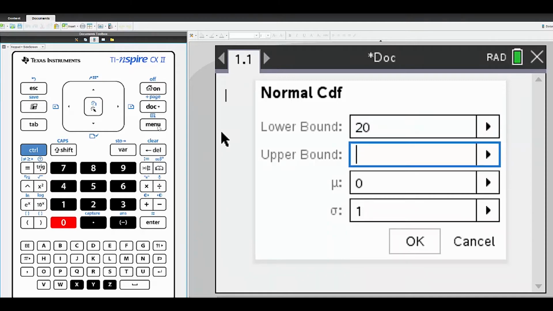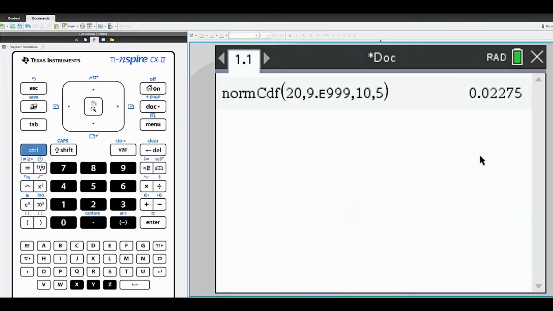And then our upper bound, we have to put a really large number, so it almost thinks it's a bit like infinity because we want to go as far as we can. And the best way to do that is do 9 and then go to this EE button next to the A on your calculator, and then 999. And that's like your scientific notation of 9 times 10 to the power of 999, so a really big number. The next one down, we put our mean, which is 10, and then our standard deviation, which is 5. Click OK, and it will show you there that your probability is 0.02275 or 0.0228 rounded.